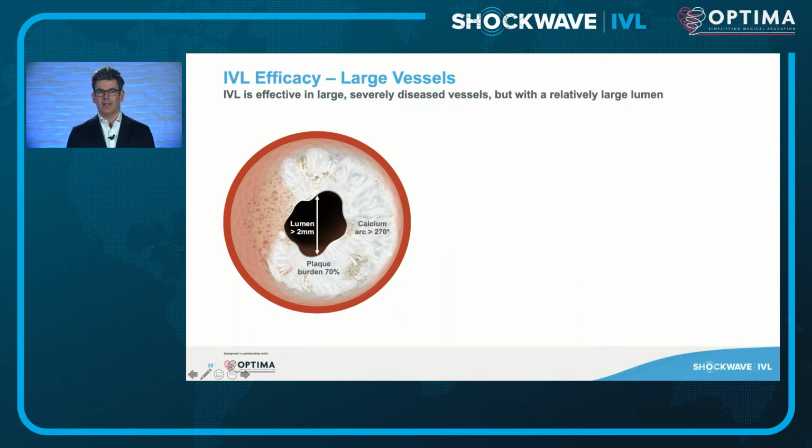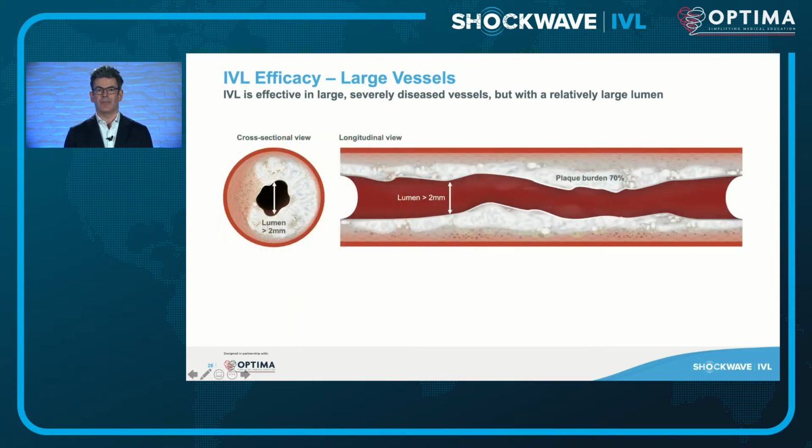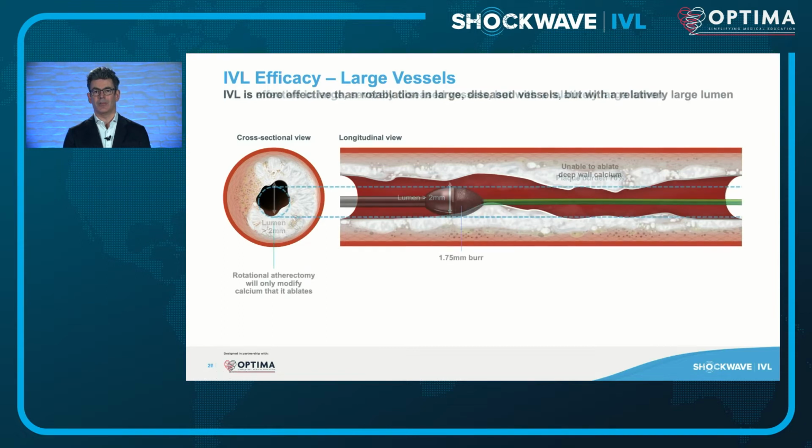IVL is very effective in large vessels where there is a high burden of calcium. And so whether there is intimal calcium or deep wall calcium, the IVL energy will penetrate from the intimal layer right through the medial layer. So in very large and severely diseased vessels, IVL is highly effective. And therefore, the energy delivery should be along the whole length of the lesion where there is dense calcification, not just at the areas of focal concentric calcification, but all along the entire length of the calcified lesion.